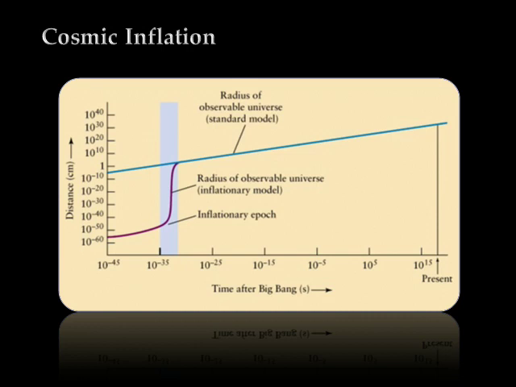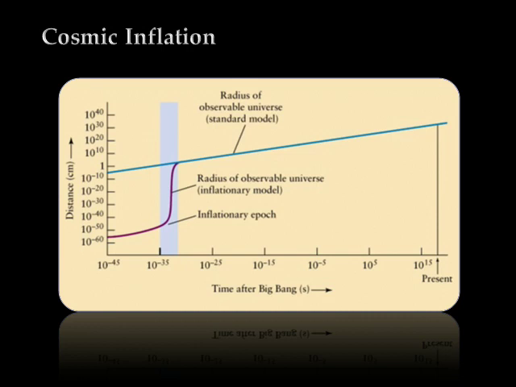Why is it that parts of the universe that are so fantastically far apart would appear to be in thermal equilibrium? That is, to have the same temperature by association. The answer to that is the notion of cosmic inflation. The idea is that when the Big Bang occurred shortly thereafter, and by short, I mean really short. Take a look at the x-axis here. About 10 to the minus 36th seconds after the Big Bang, a very, very short period of time, the universe underwent a period of very, very rapid expansion.